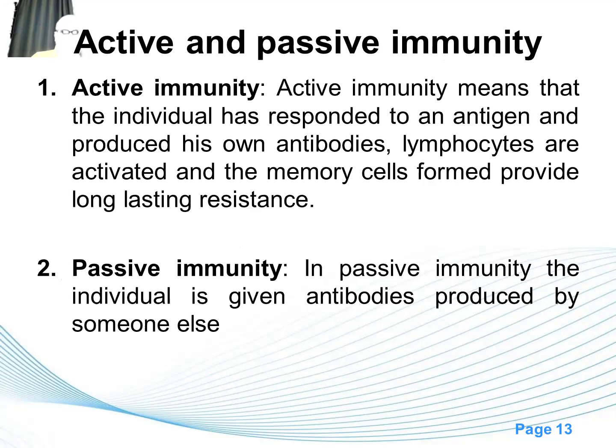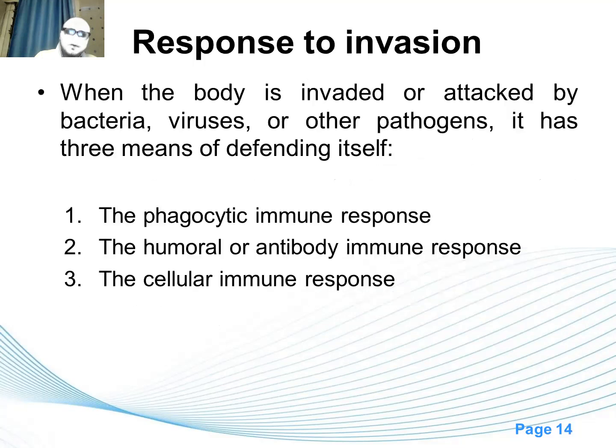Active and passive immunity. Active immunity means that the individual has responded to an antigen produced in its own body. Lymphocytes are activated and the memory cells that form provide long-lasting resistance; in active immunity, the body produces it on its own. Passive immunity means that the antibodies were produced somewhere else, either from the mother to the infant or from one person then given to somebody else. And that is the basis of vaccines.